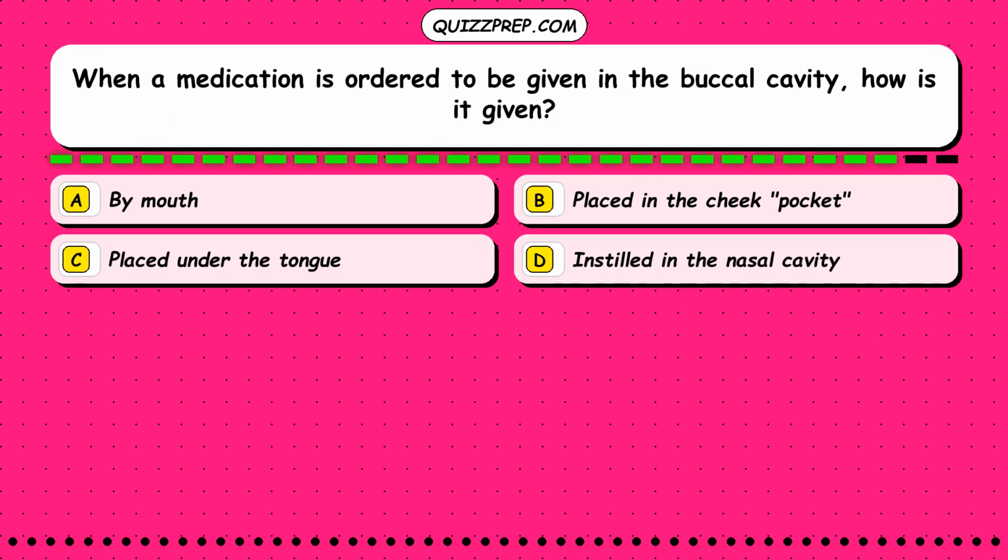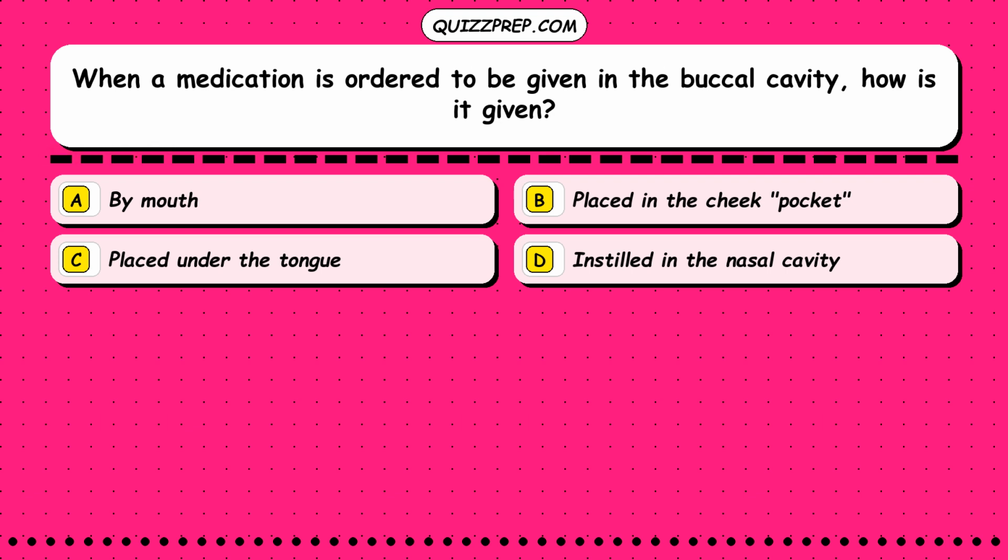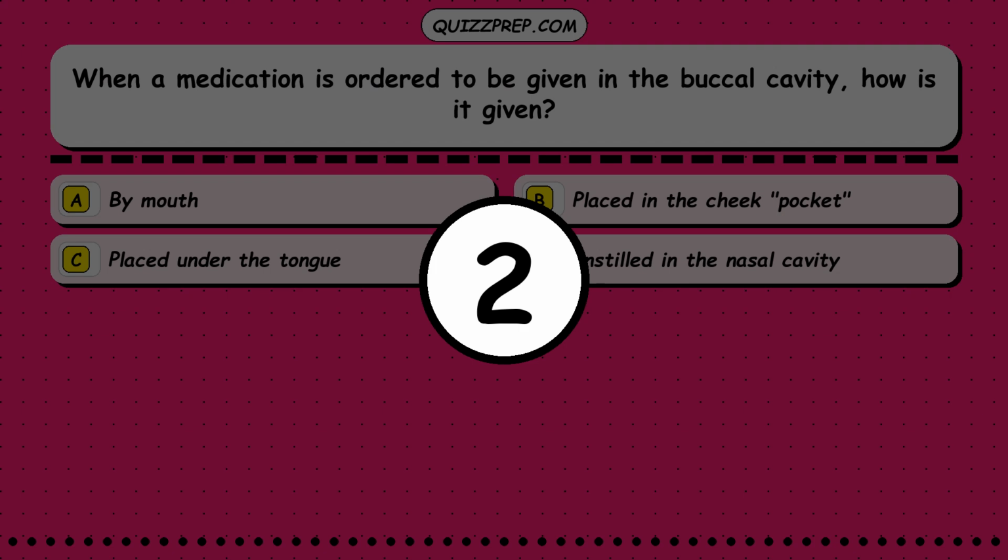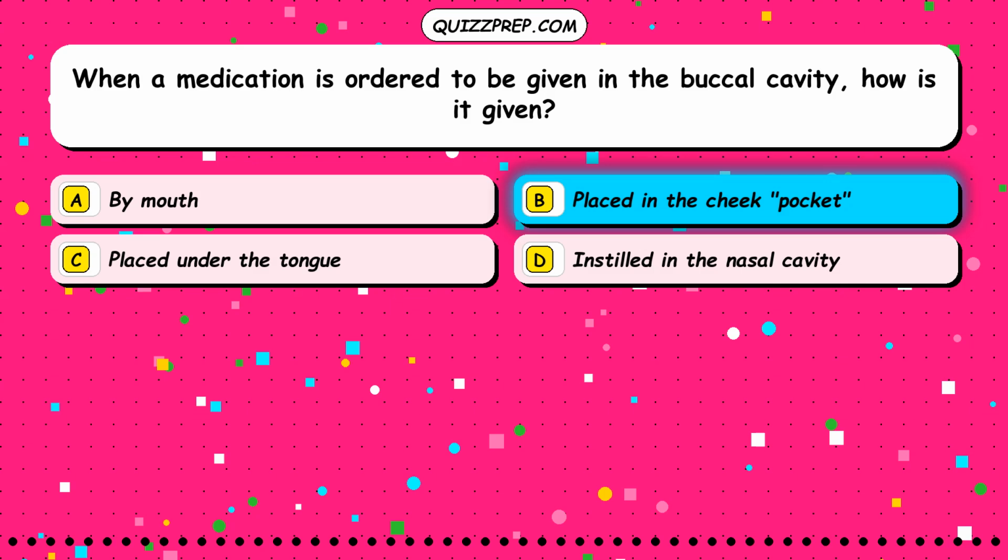Question 19. When a medication is ordered to be given in the buccal cavity, how is it given? Option A, by mouth. Option B, placed in the cheek pocket. Option C, placed under the tongue. Option D, instilled in the nasal cavity. The correct answer is option B, placed in the cheek pocket.